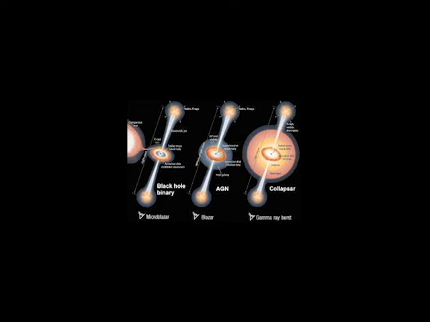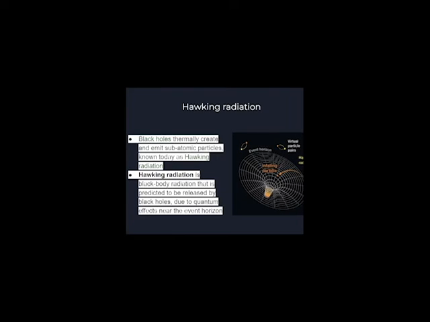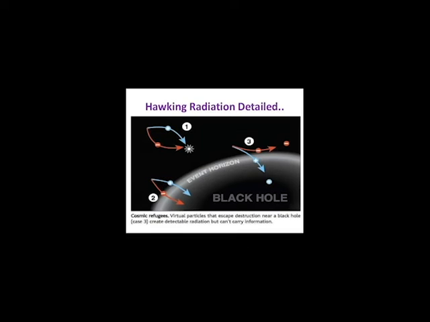And lastly, Hawking radiation. A black hole thermally creates and emits subatomic particles known today as Hawking radiation. Hawking radiation is a black body radiation that is predicted to be released by black holes due to quantum effects near the event horizon. The strong gravitational field around a black hole can affect the production of matching pairs of particles and antiparticles, as it is happening all the time in empty space according to quantum theory.